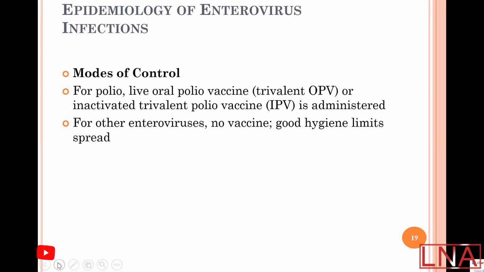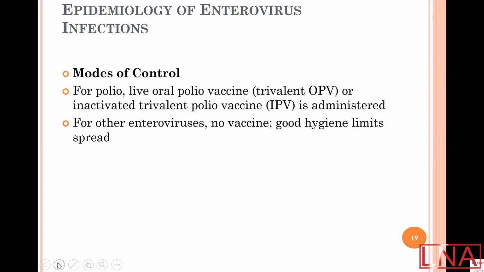How to control polio? We have several vaccines. First of all, the live oral polio vaccine. It has 3 serotypes and we call it OPV, oral polio vaccine. And also the inactivated polio vaccine, we call it IPV. It has the same 3 serotypes as oral polio. So the only difference here is the type of vaccine, live or inactivated. Both vaccines are effective. Both of them can be given to children.